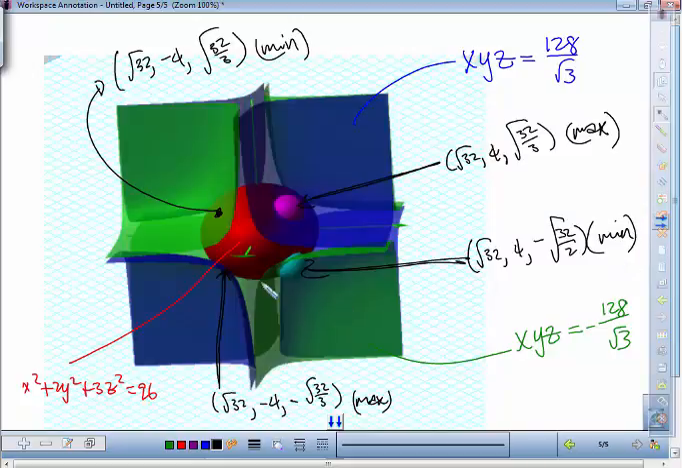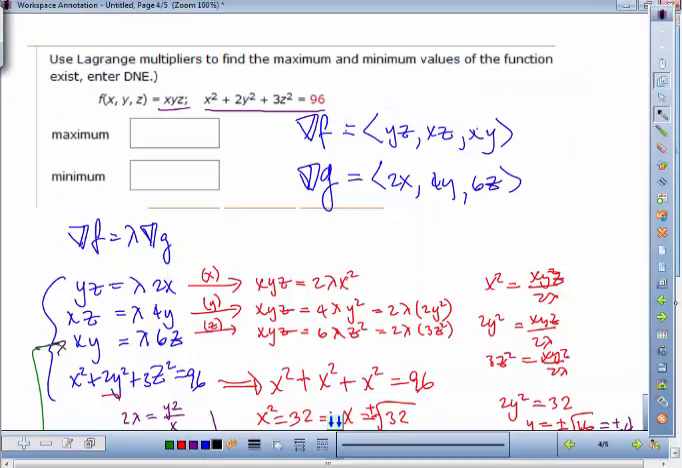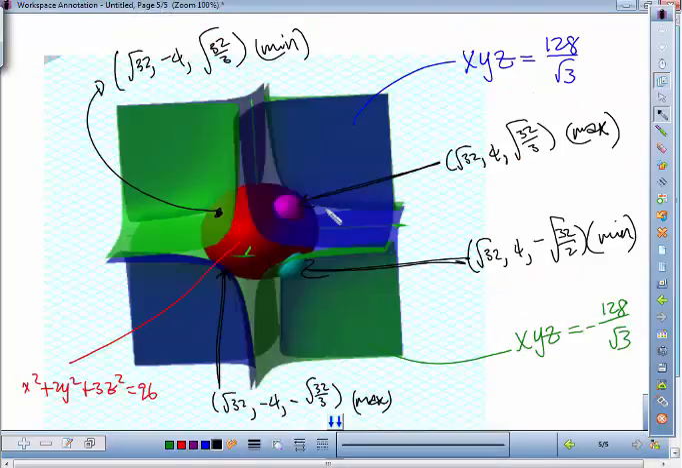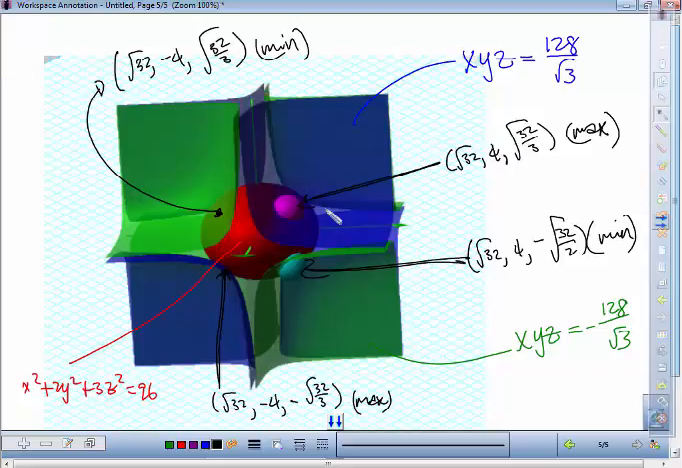So here are 4 points that we can see. There's 4 more points behind. I guess there's a total of 8 points. Is that right? 4 plus 4 is 8? So 8 points, 4 maximums and 4 minimums. And you can look at the combinations of positives and negatives to figure out which is max and which is min. And that will get you to the 8 different points where we have a maximum and minimum. Okay?